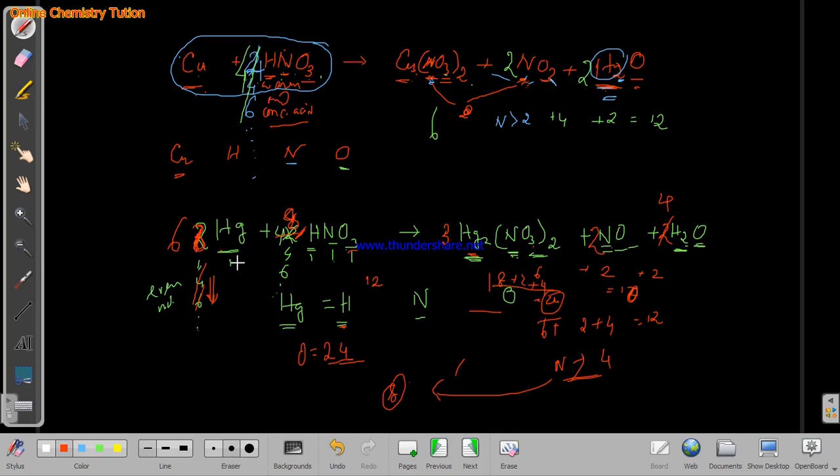So in both directions the number is balanced, so the balanced equation will be 6Ag plus 8HNO3 equal to 3AgNO3 whole twice plus 2NO plus 4H2O.